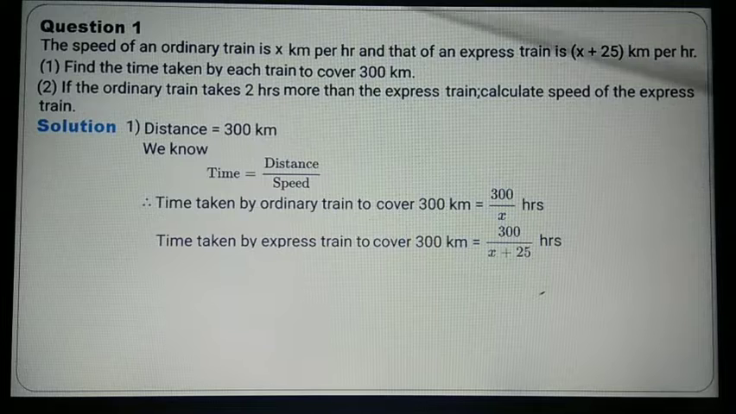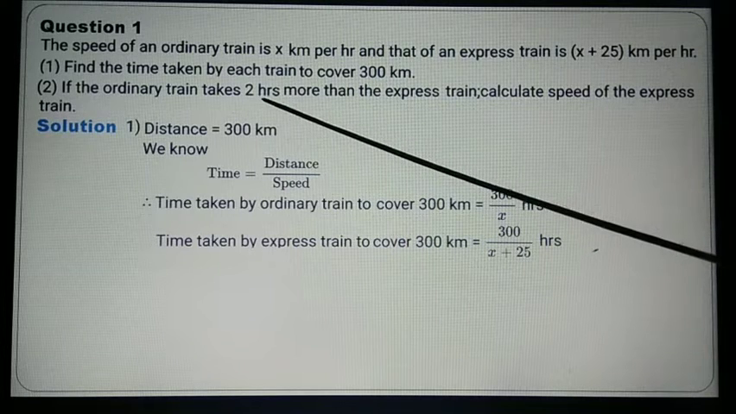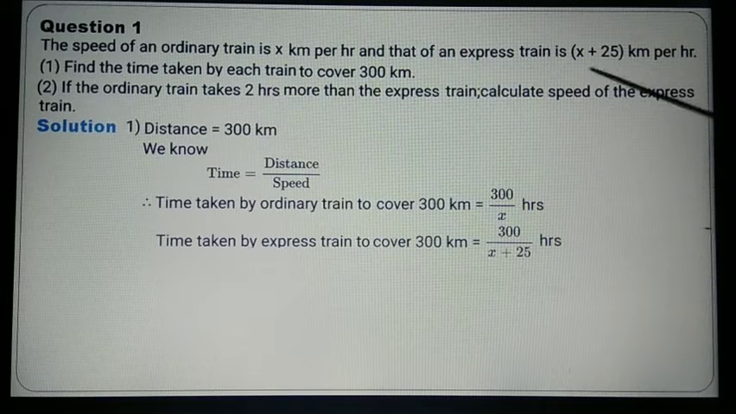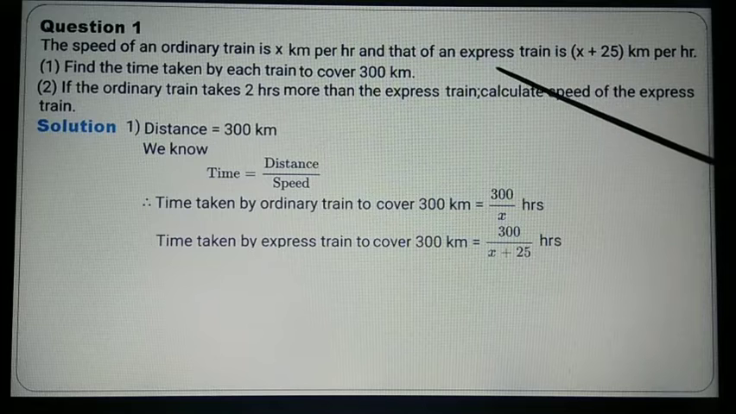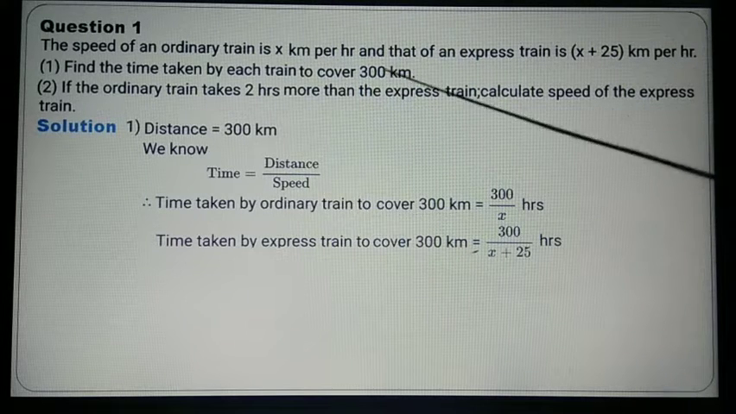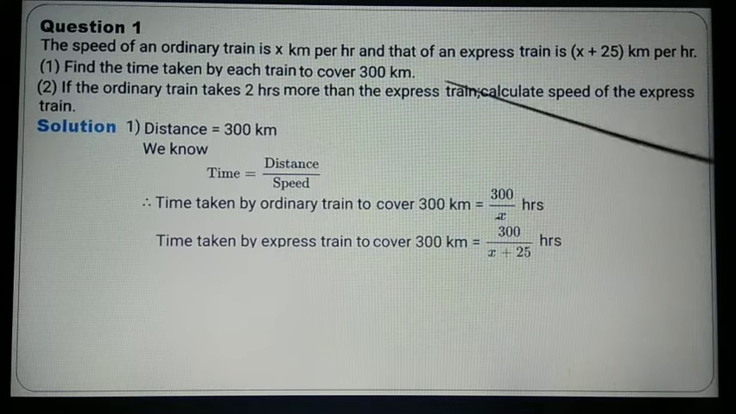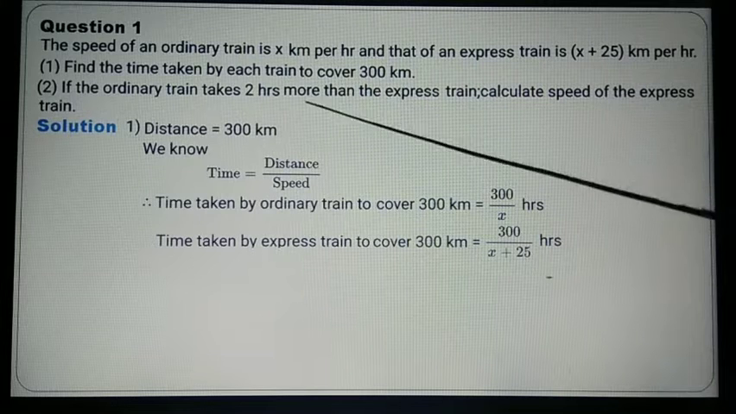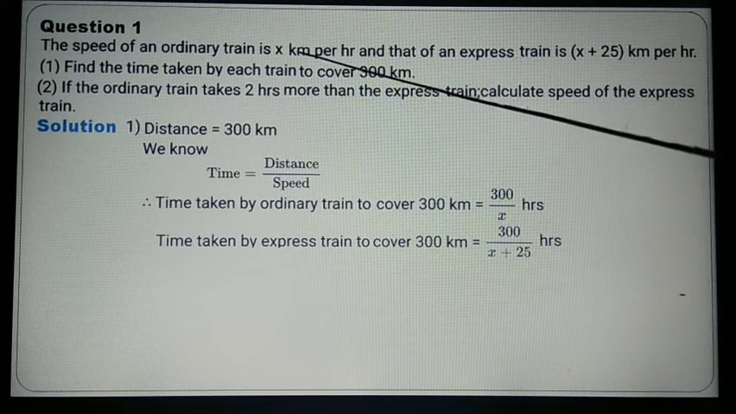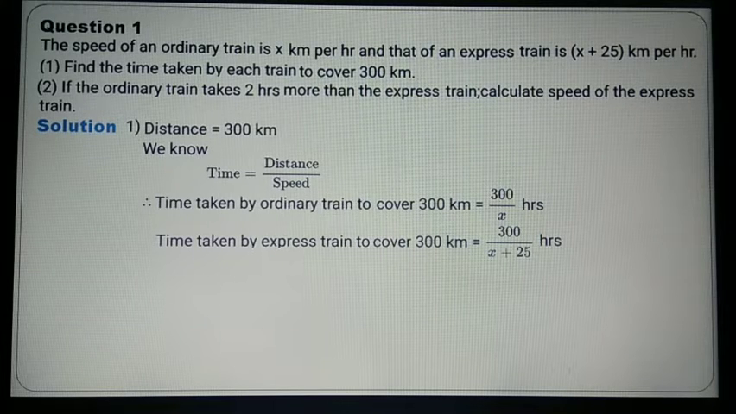The question says the ordinary train takes 2 hours more than the express train. From the speeds given here, the express train is moving with greater speed, the one with plus 25. So the express train will cover this distance earlier, taking 2 hours less time. If the express train takes 10 hours to complete a journey, then the ordinary train, which moves a bit slower, takes 12 hours. That is the meaning.